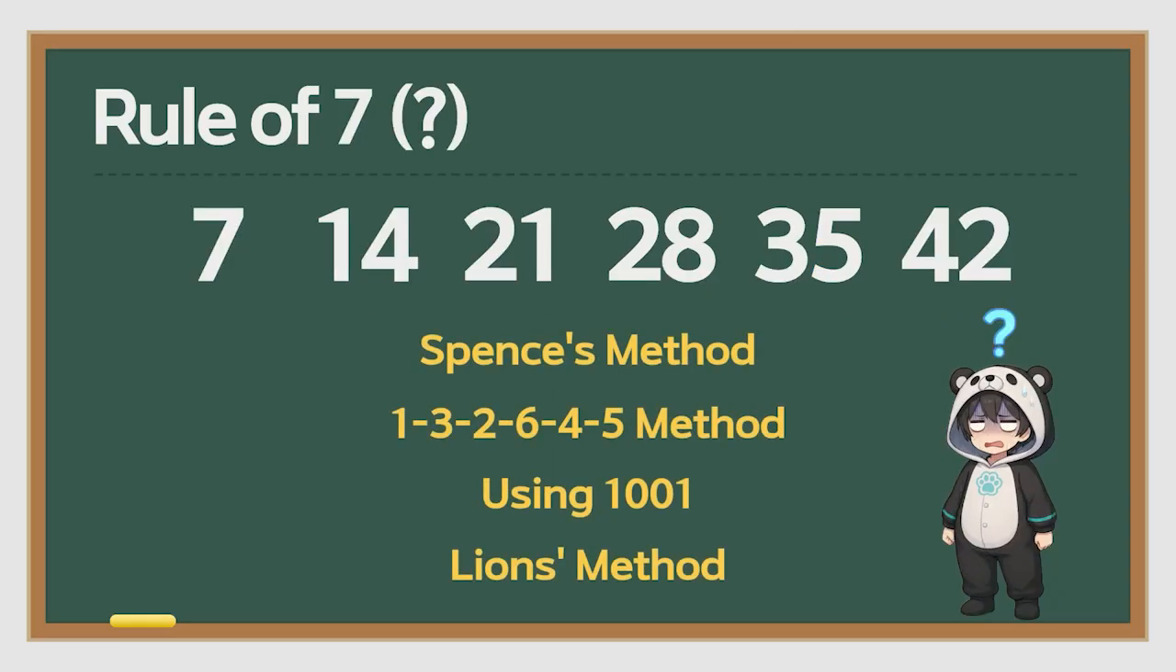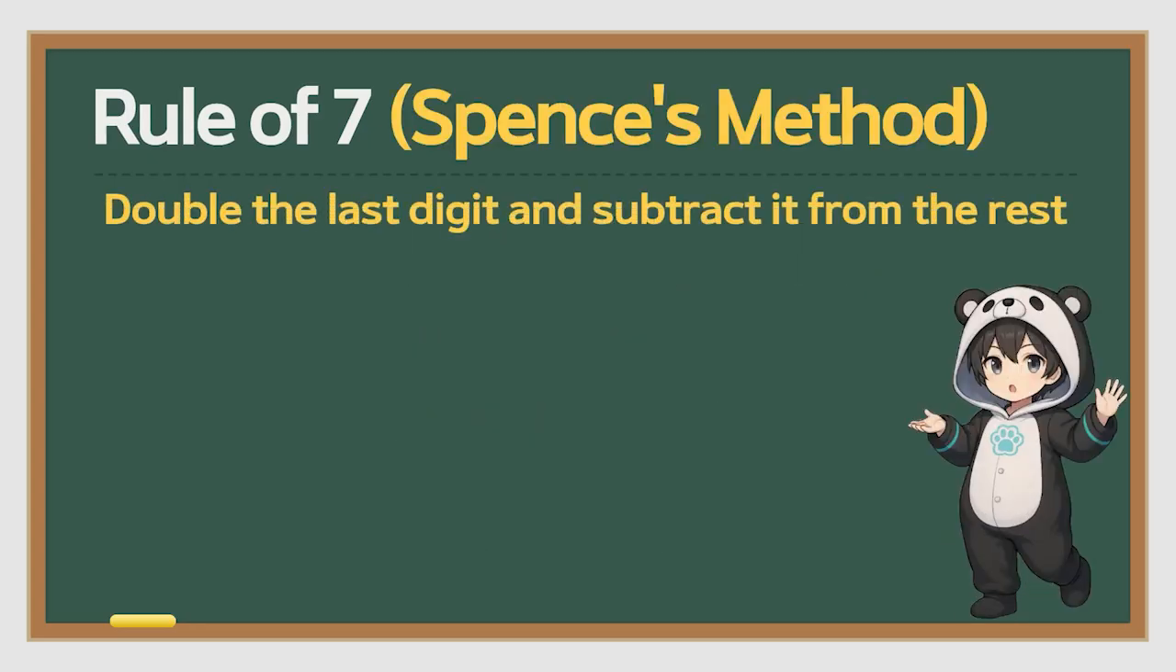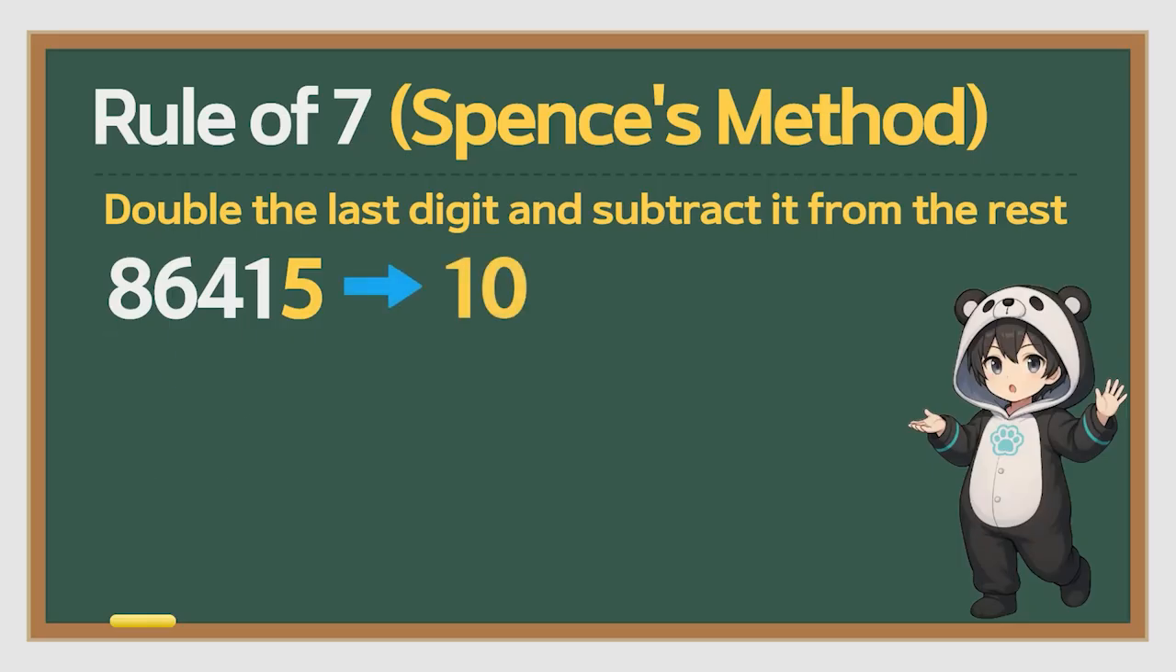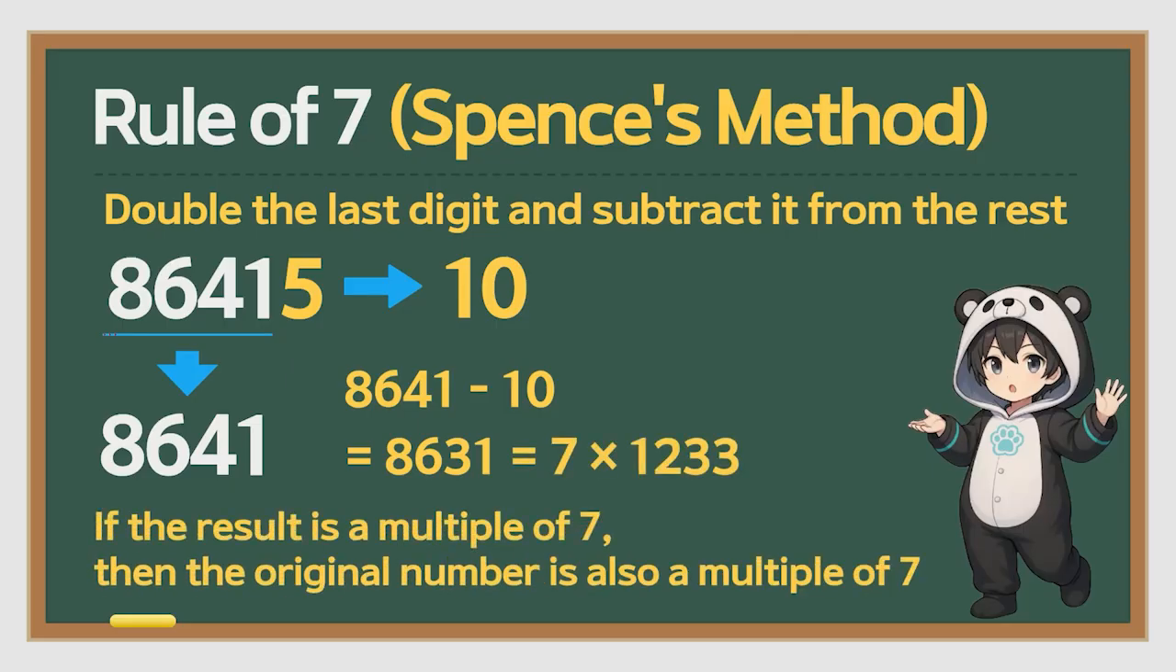There are many methods, but let's look at the Spence method. The rule is double the last digit and subtract it from the rest. For example, with 86,415, double the 5 to get 10 and subtract it from 8,641. We get 8,631. Is 8,631 divisible by 7? If it is, then the original number is also a multiple of 7. If you don't know yet, repeat again. But honestly, this takes a long time. So for 7, my advice is just divide it.